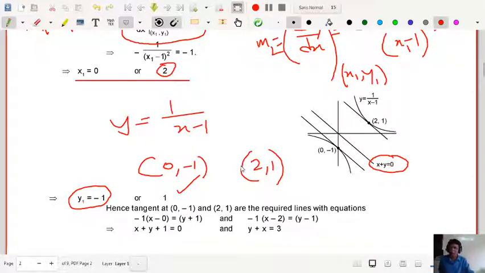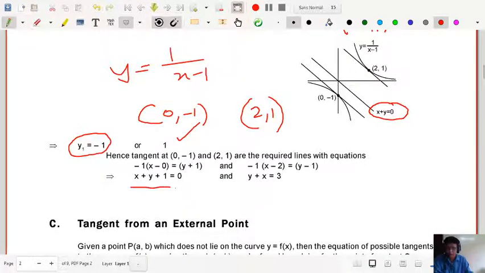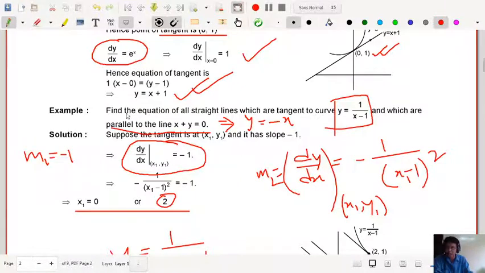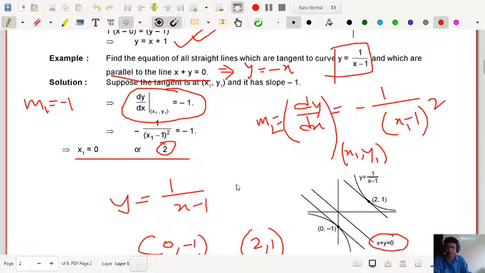Now you got the points, so easily you can find the equation of the tangent by applying y minus y1 equal to m into (x minus x1). So there will be 2 answers to this problem. Whenever there is a concept of parallel, you have to equate the slope of the tangent to the slope of the given line. So m1 equal to m2 gives you the points, and if you get the point, you can write the equation of the tangent. Okay.